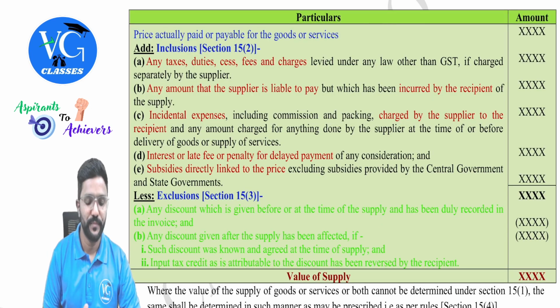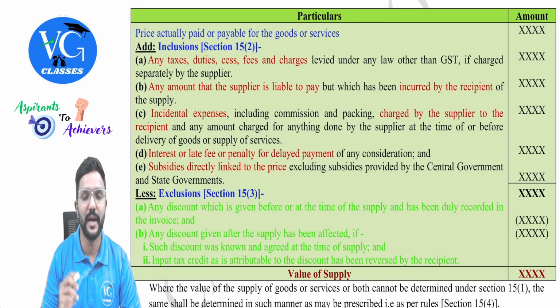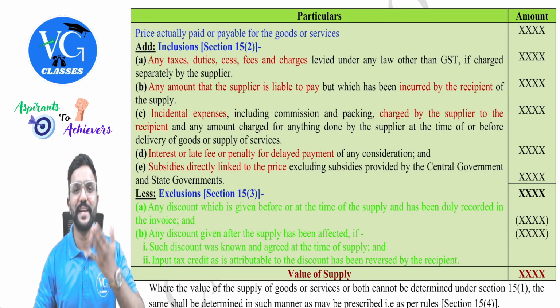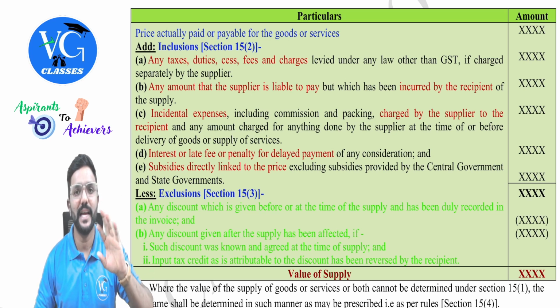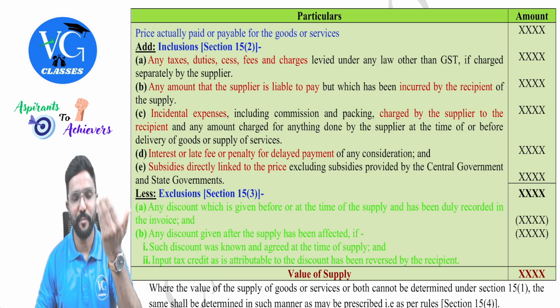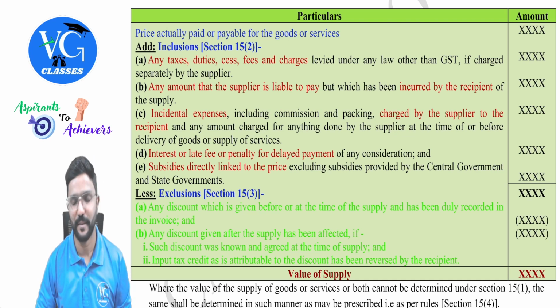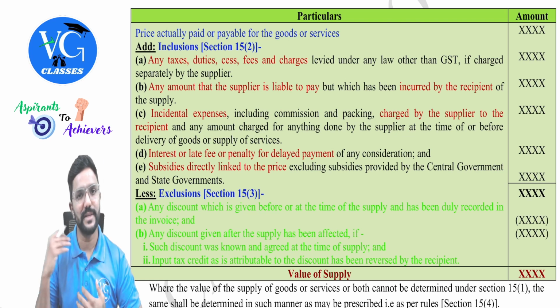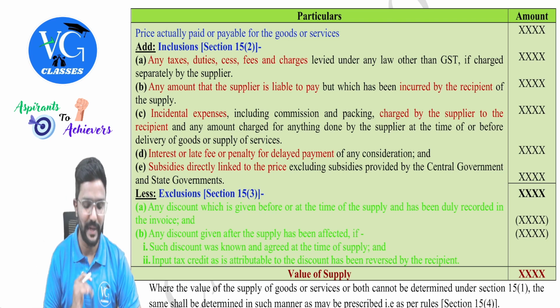Okay, sir. Next, clause B, 15(2)(b). Any amount that the supplier is liable to pay, but which has been incurred by the recipient of the supply. Means the liability of the supplier is paid by the recipient. Assume I am the supplier, you are the recipient. I was supposed to pay 20,000 to a third person and I have asked you to pay it. It is as if you have paid me. Should it be included in my value of supply? Yes, guys. It should be added to the value of supply. So anything which I was liable to pay, if I ask the recipient to pay it, it should be added to the value of supply.